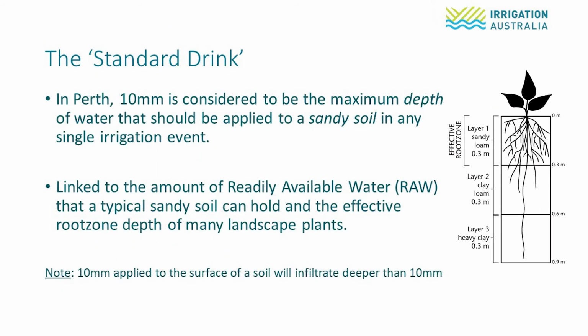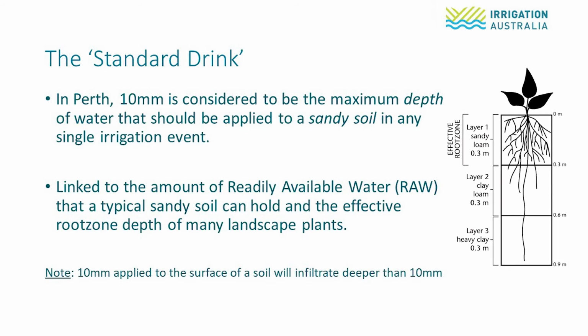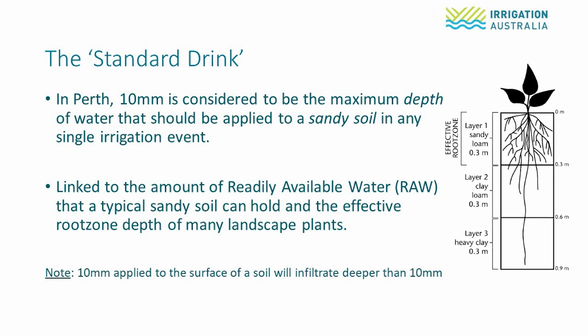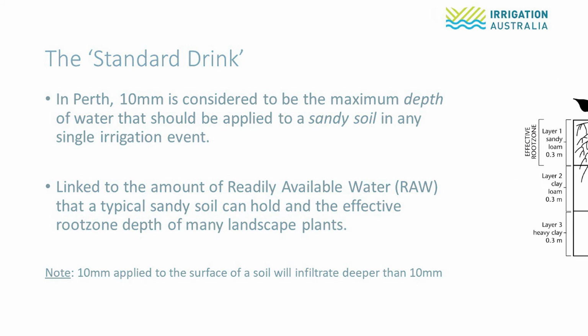The standard drink is a useful concept for irrigators. In Perth, 10mm is considered the maximum depth of water that should be applied to a sandy soil in a single irrigation event. The higher the clay and silt content, the higher this figure can be, dependent on other environmental factors and the crops and plants being grown. This is also linked to the readily available water that the soil can provide.